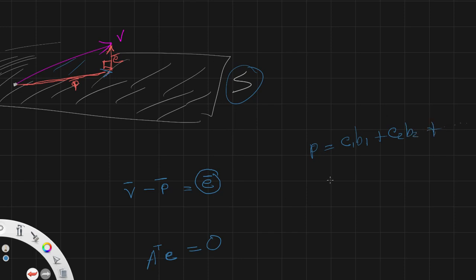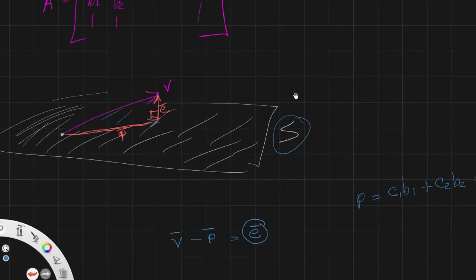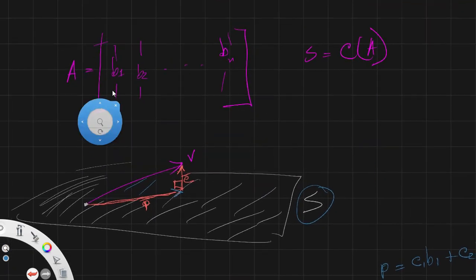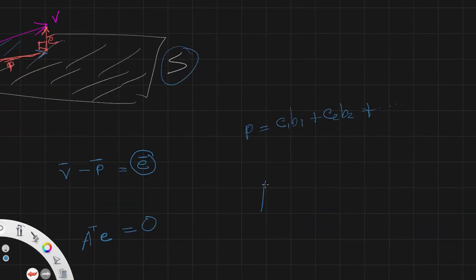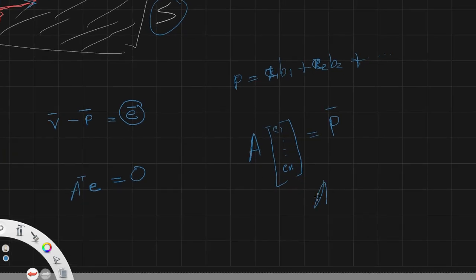In other words, please remember that A is the matrix that we created using the vectors from the basis as columns. So we have A times the vector c1 all the way to cn, which is equal to the vector P. Let's call this vector x. So we have Ax is equal to P. As P is inside the column space of A, there is some vector x for which Ax is equal to P, and this is what we are trying to find.